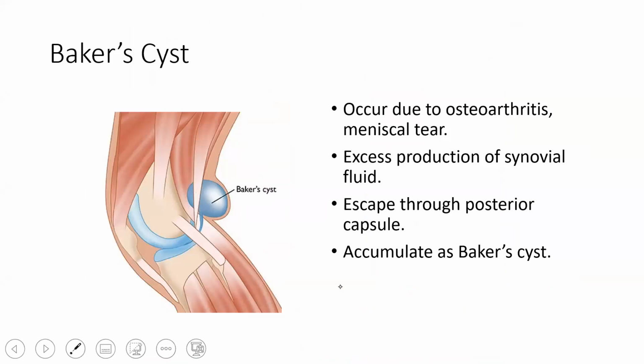Now, this is a clinical point you have to know about: the Baker's cyst. It's a swelling seen at the posterior aspect of the knee. It occurs in conditions like osteoarthritis and meniscal tear. So you know the menisci are found in the knee joint. So if it's damaged or during osteoarthritis, this will also cause damage to the cartilage and the bone.